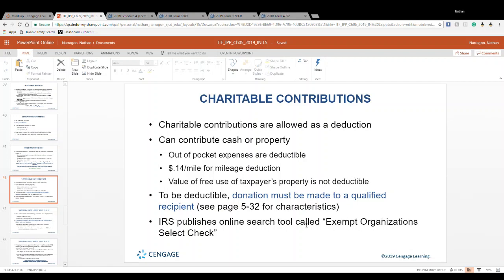And then, of course, the IRS also publishes an online search tool called Exempt Organization Select Check. All exempt organizations have to be under this. So if you want to check just to make sure it qualifies and we can get a deduction, then you can just put it through this and they'll find it.